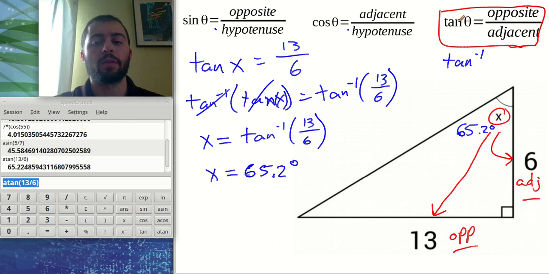So figure out what trig function is appropriate, plug the numbers that you have into the appropriate spots in the trig function, and then solve. If you're solving for a side, you're going to use algebra to do that. If you're solving for an angle, you'll have to use one of these inverse functions, either sine inverse, cosine inverse, or tangent inverse.